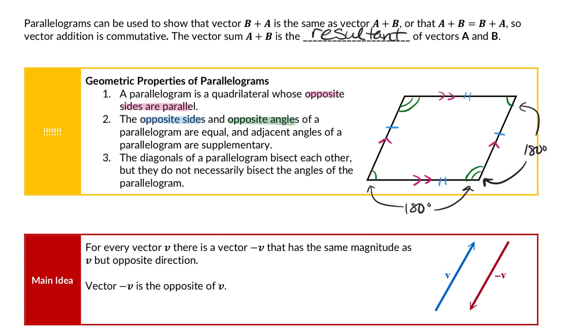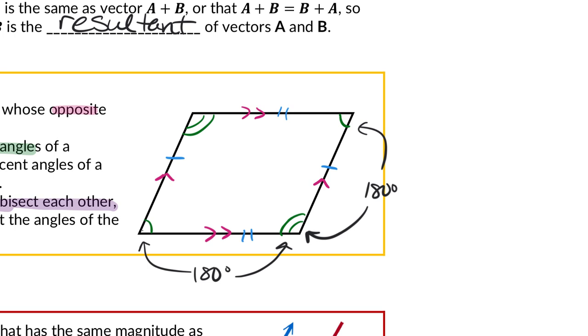The last thing we know from parallelograms that maybe is not as helpful to us is that the diagonals of a parallelogram bisect each other, but they don't necessarily bisect the angles of the parallelogram. So what that means is that if I have diagonals going from one corner to the other corner on one side, and one corner to the other corner on the other two corners, those diagonal lines bisect each other. They mean cut it perfectly into two. So like this piece and this piece are the same, and this piece and this piece are the same.